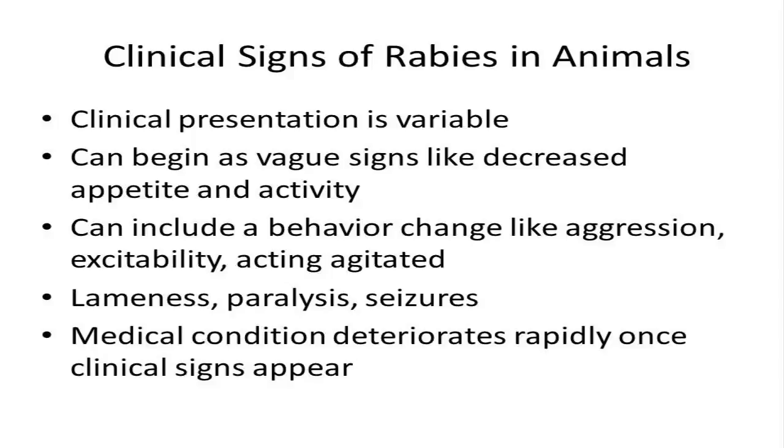Typically, once clinical signs of rabies appear, animals will become very ill very quickly and die or need to be euthanized within a few days of illness onset.